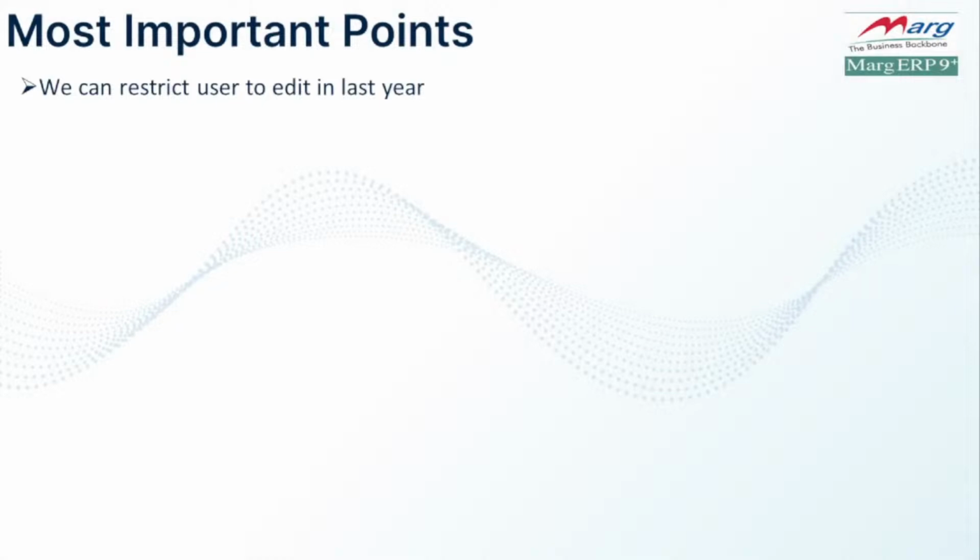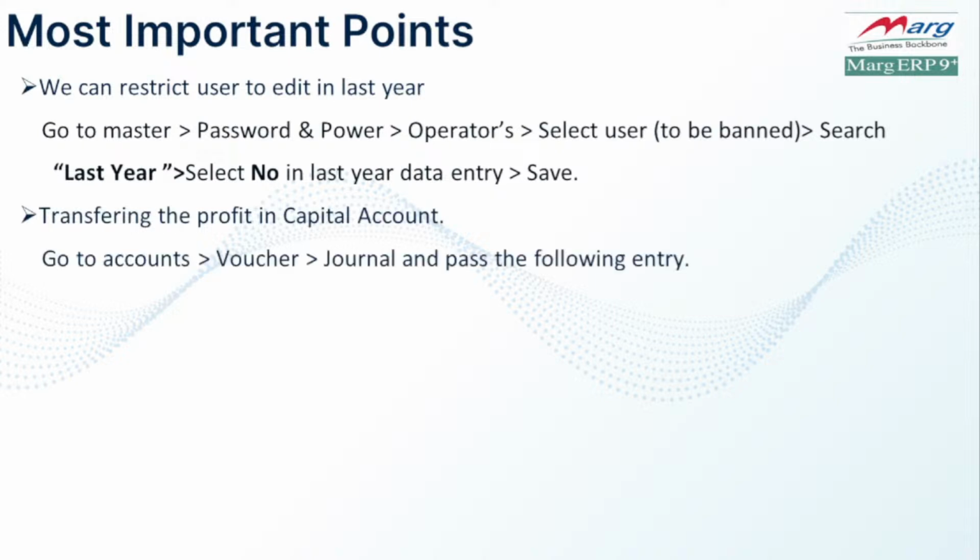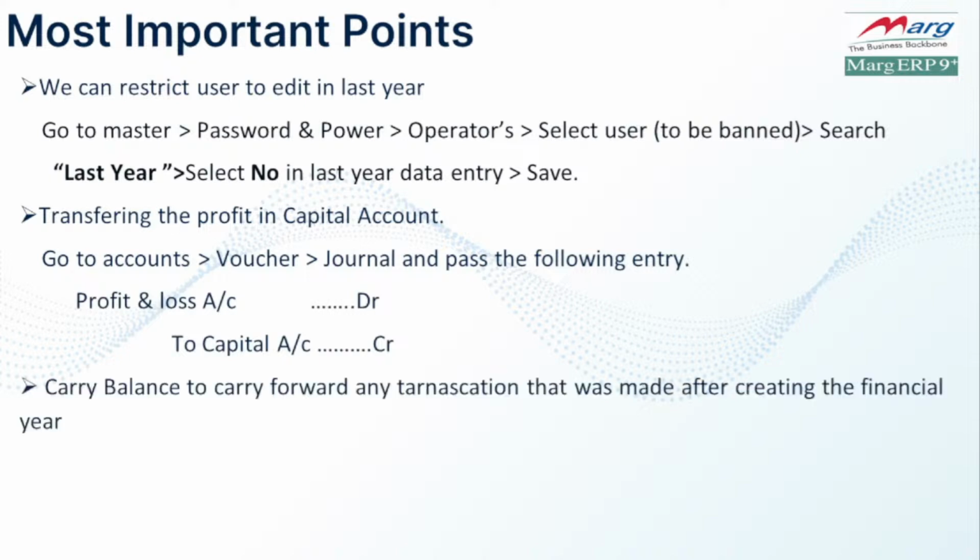We can restrict users from editing the last financial year. So if you want your user to access the last financial year but they cannot make any changes to it, that can also be done by simply going to the same location and selecting no. In this case, they will be able to access the last financial year but they cannot make any changes. If you want to transfer the profit to the capital account, then simply go to account, voucher, journal, and pass the following entry: profit and loss account debit, capital account credit, and it can be done easily.